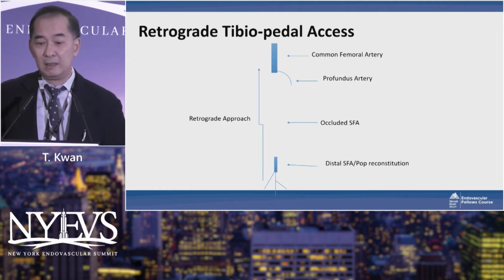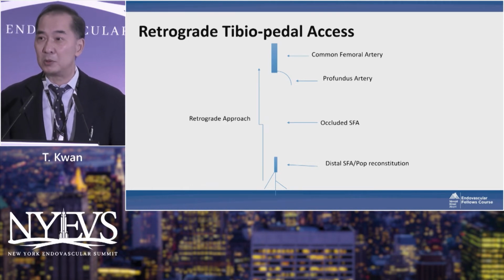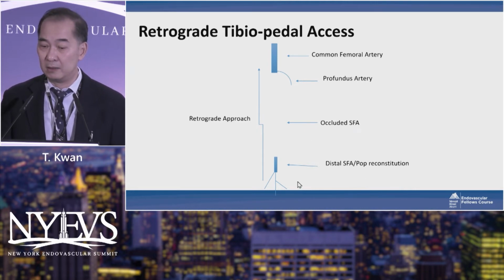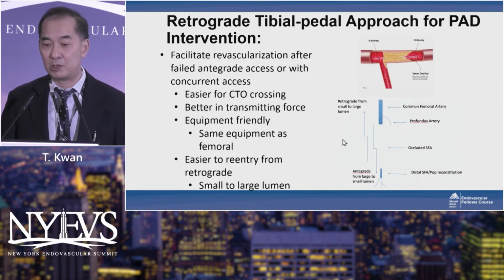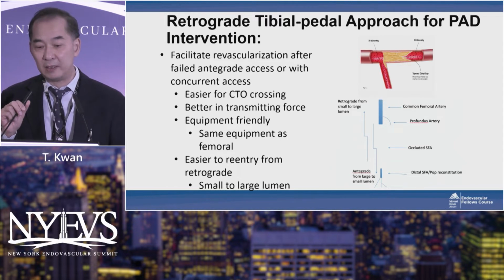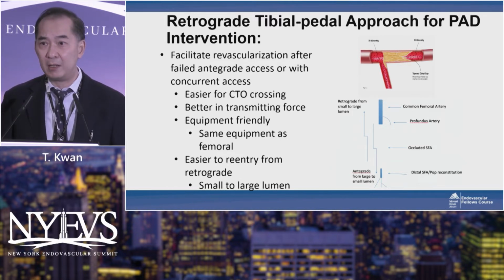So we're thinking, how about the retrograde approach? From the pedal up, going backward, so the length will be less. Using the same equipment, we can overcome the equipment problem. So this is a retrograde approach. And usually we use that to facilitate revascularization when we fail antegrade, and we can go back to retrograde, and there are a couple of reasons.